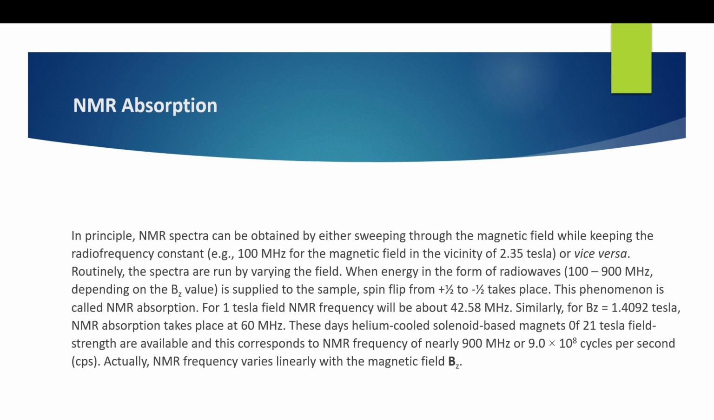For a 1 Tesla field, the NMR frequency will be about 42.58 megahertz. Similarly, for a field of 1.4092 Tesla, the frequency will be in the vicinity of 60 megahertz. These days, helium-cooled solenoid-based magnets of as high as 21 Tesla field are available, and they correspond to an NMR frequency of about 900 megahertz. For NMR study, higher fields are preferred. This improves the population difference between upper and lower energy states.